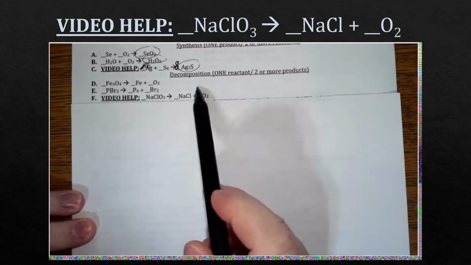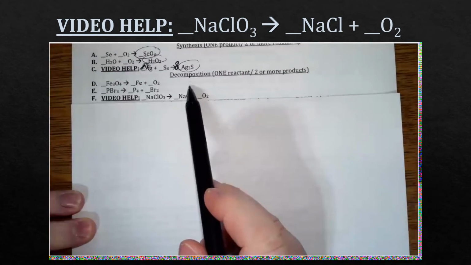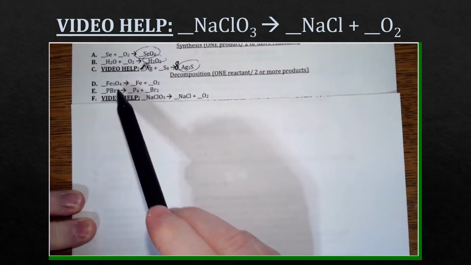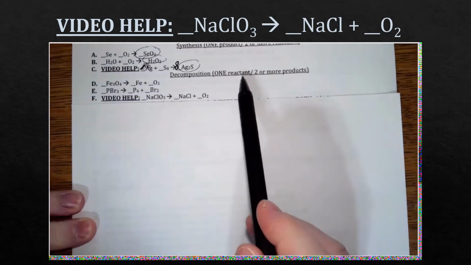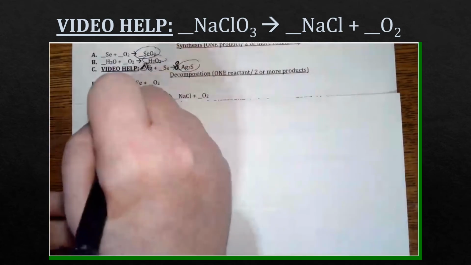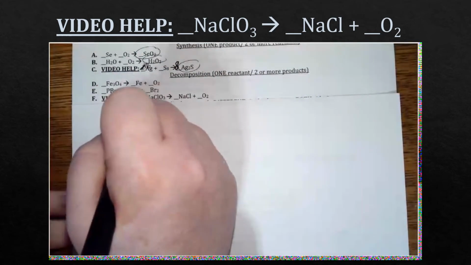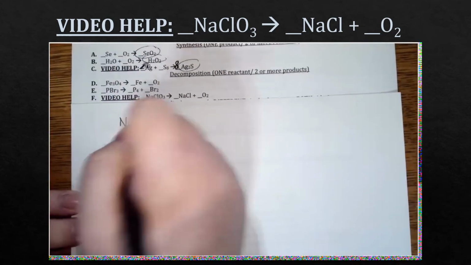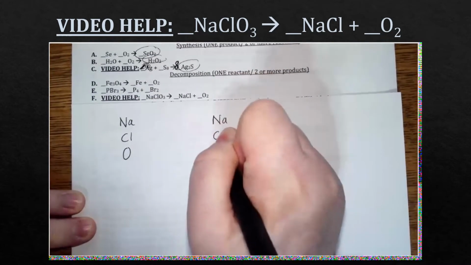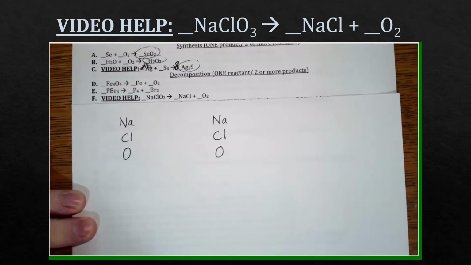Okay, our next type of reaction is decomposition. This is the opposite of synthesis. You're breaking something down, so you're starting with one thing and breaking it apart. So here's the one that we're going to look at. I'm going to make my list of elements. On the reactant side, I have Na, Cl, and O. On the product side, I have the same elements. If I didn't, that would be alarming.